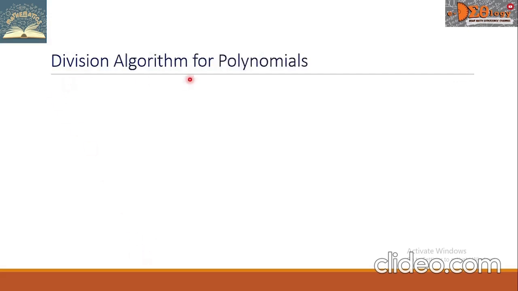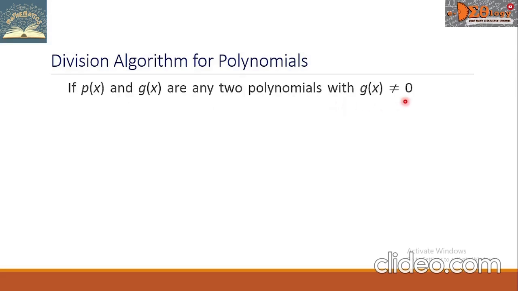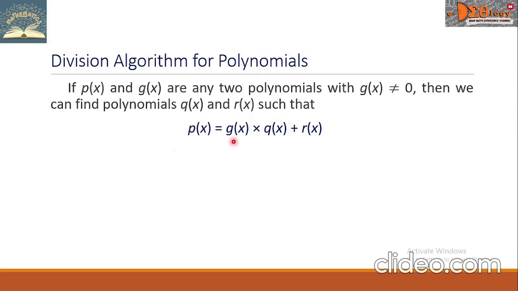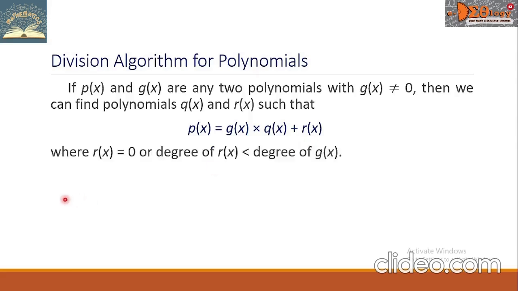Let's look at the division algorithm for polynomials. It says, if p of x and g of x are any two polynomials, with g of x not equal to 0, then we can find polynomials q of x and r of x such that p of x equals g of x times q of x plus r of x, where r of x equals 0 or the degree of r of x is less than the degree of g of x.